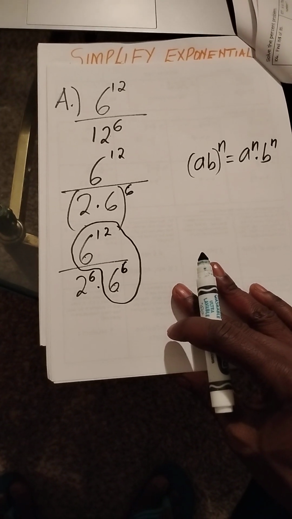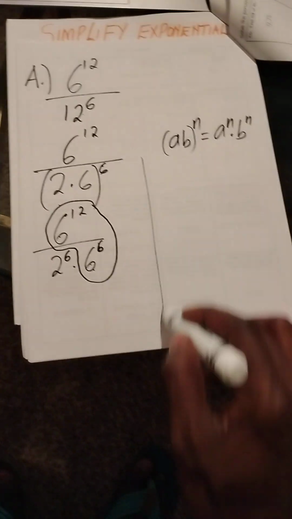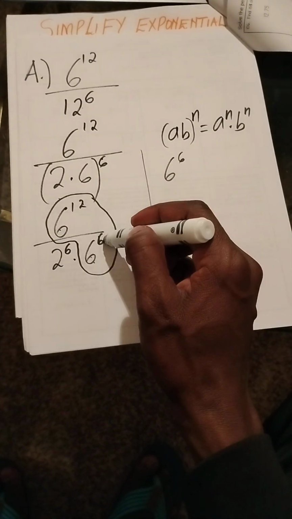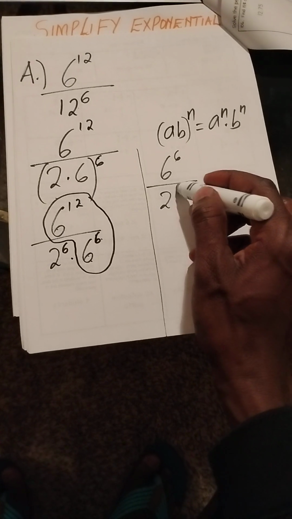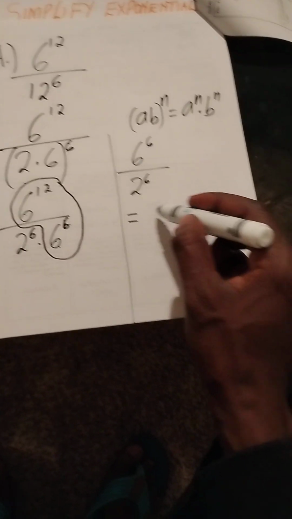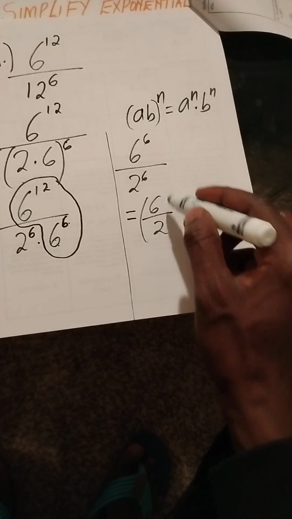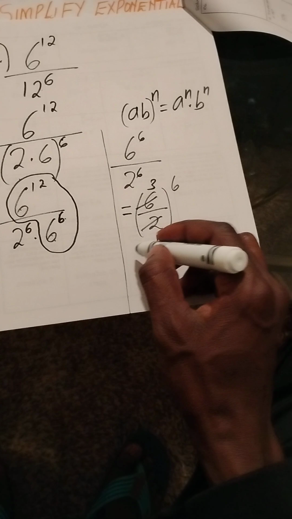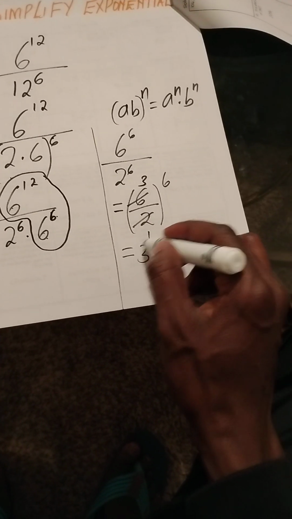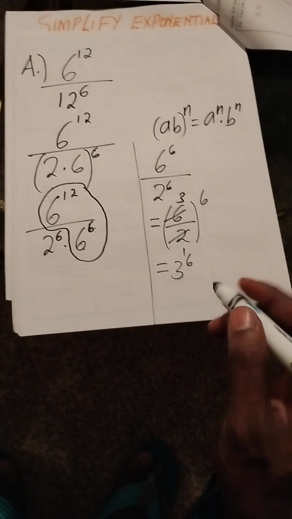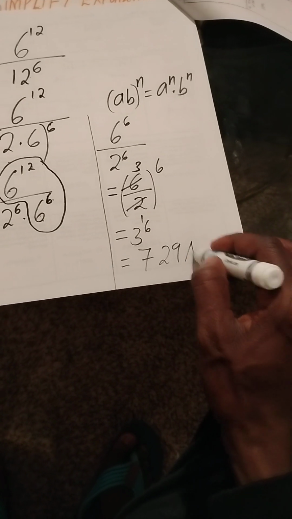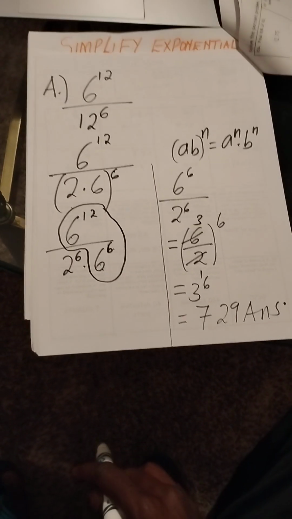Then I will say that I have 6 raised to the power of 6. 12 minus 6 is that. Out of 2 raised to the power of 6. Everything is raised to the power of 6, and therefore it becomes 6 out of 2, everything raised to the power of 6. 6 here, 2 here, 1. 2 into 6 is 3. So it's the same as 3 raised to the power of 6, which is the same as 729. That is our first solution.